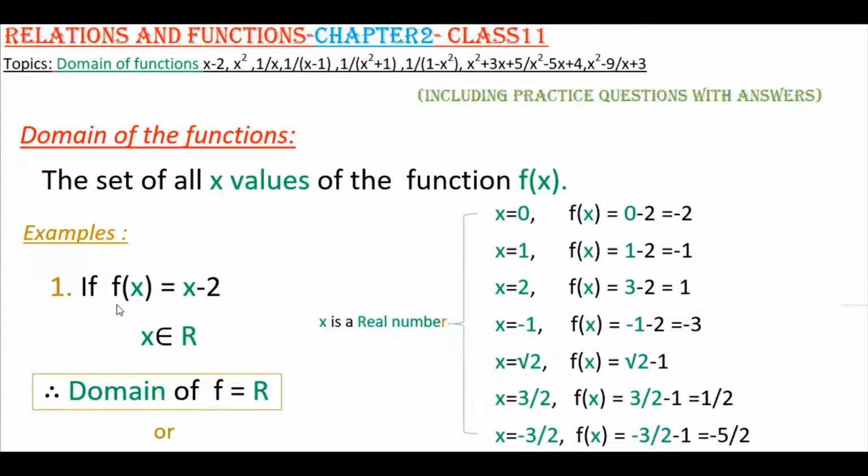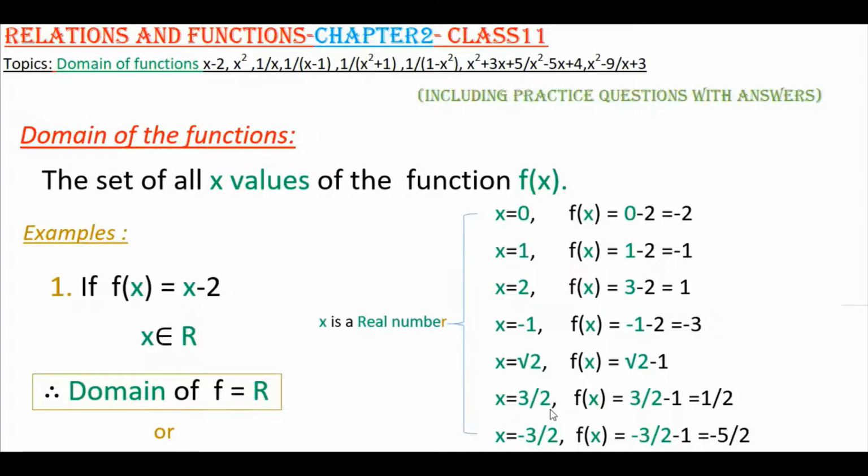For example, if you take f of x is equal to x minus 2, here you can apply x value as any number. Like x is equal to 0, you will get minus 2, and x is equal to 1, you will get minus 1, and x is equal to minus 1, then minus 3. If you apply x as root 2, then you will get root 2 minus 2. Like this, you can apply any value here.